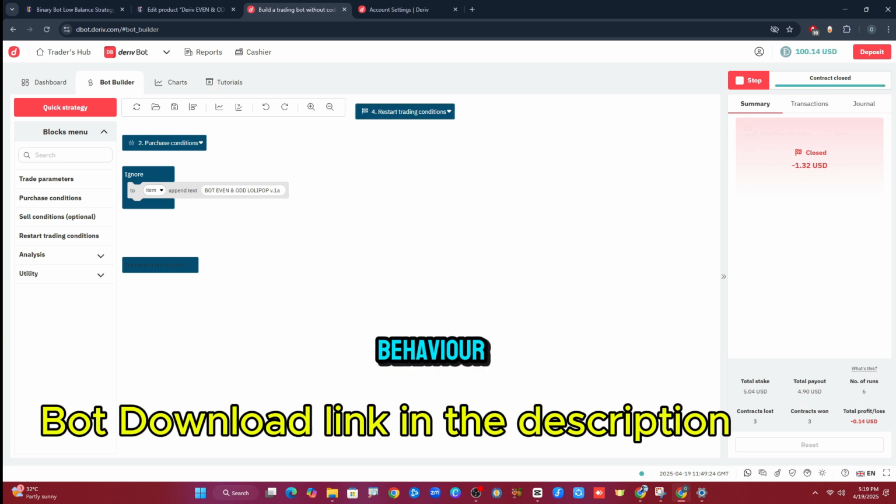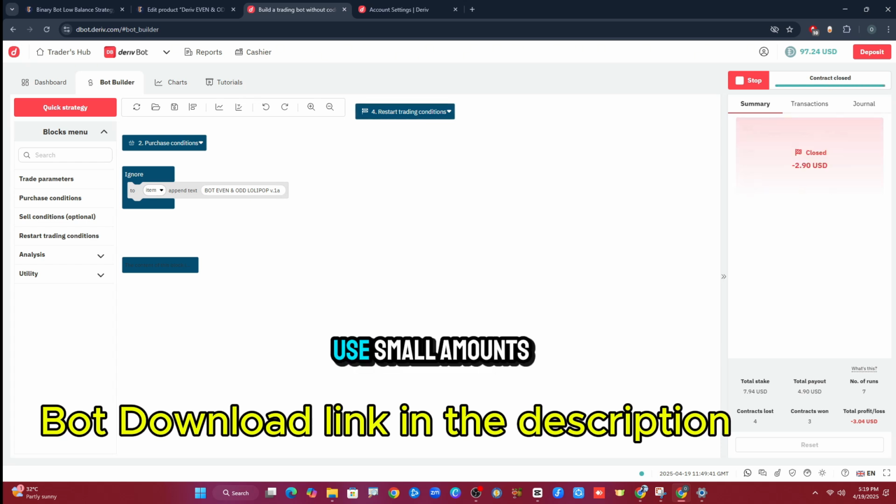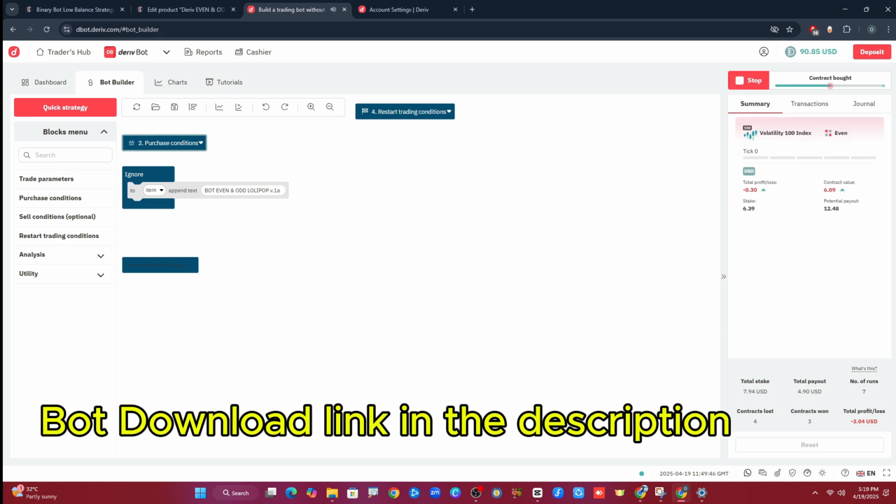Despite its smart behavior, it's essential to understand that no bot can guarantee profit. The market, especially synthetic indices, is unpredictable. This bot is structured to limit risk, but losses are always possible. As a responsible trader, always start with a demo account. Use small amounts at first. Stick to your trading plan. Avoid emotional decisions.